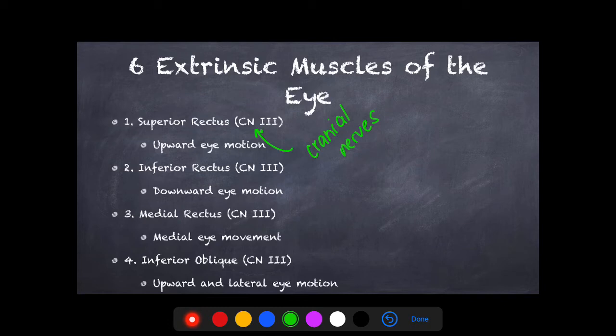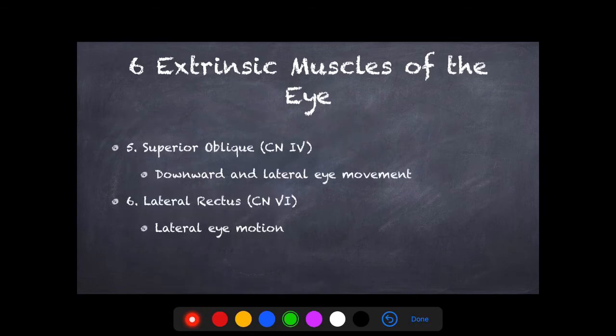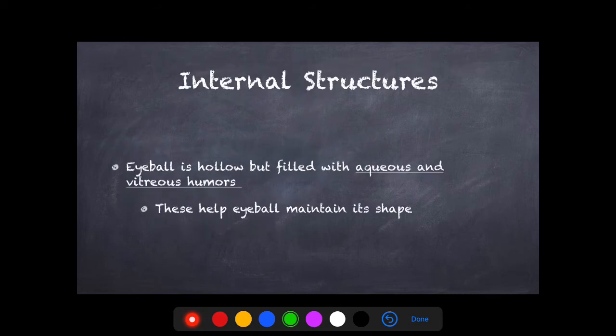And then you have inferior oblique, which is going to help the eye move upward and lateral eye motion. Remember, lateral is away, so it's going to go towards your ears rather than towards the middle of your face. Then you have superior oblique, which is going to be downward and lateral eye movement. And then you have lateral rectus, which is going to be your lateral eye motion.